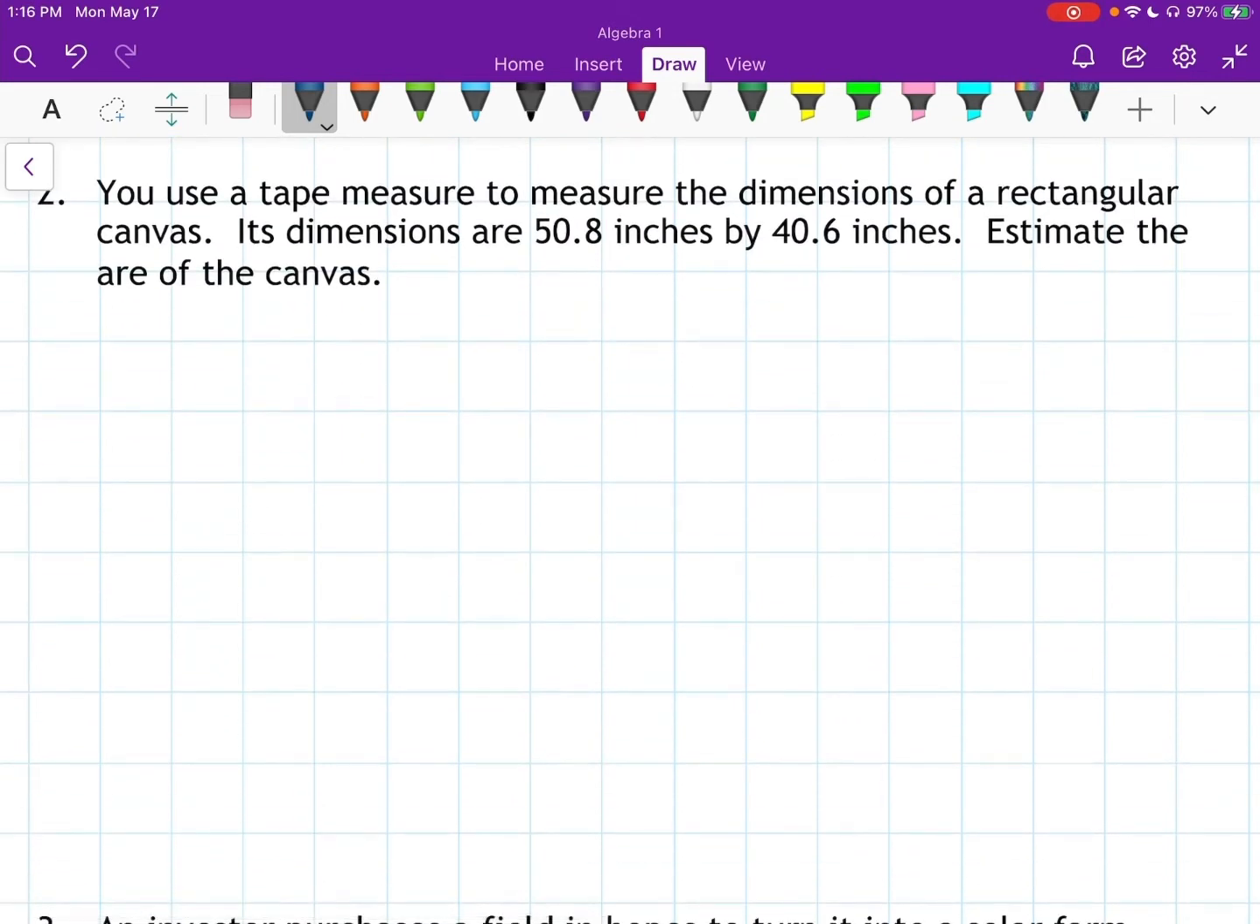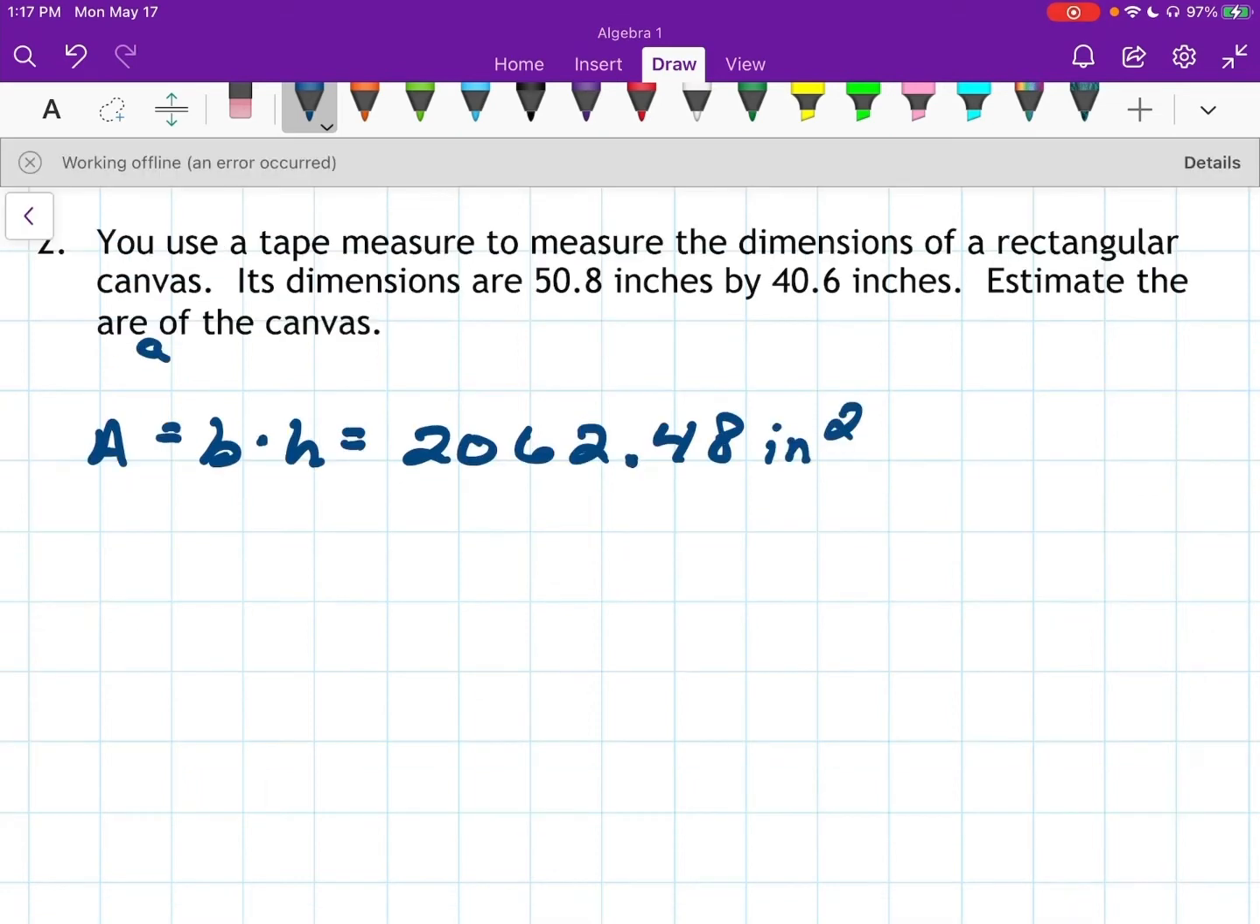You use a tape measure to measure the dimensions of a regular canvas, right? Canvas like the thing that we would paint. Its dimensions are 50.8 and 40.6. Estimate the area of the canvas. Well, we know that area is base times height. So I'm going to multiply those two numbers together. So 50.8 times 40.6. That gives me 2062.48. And this would be measured in inches squared.